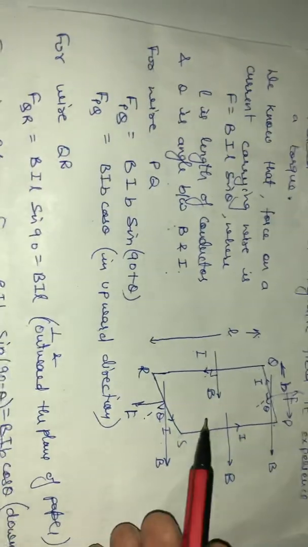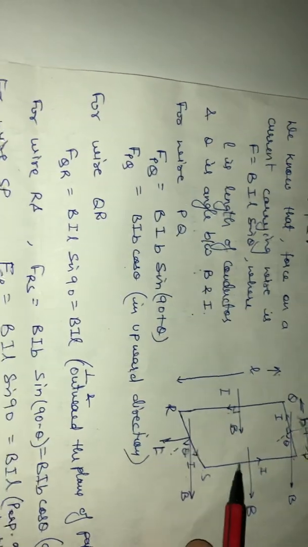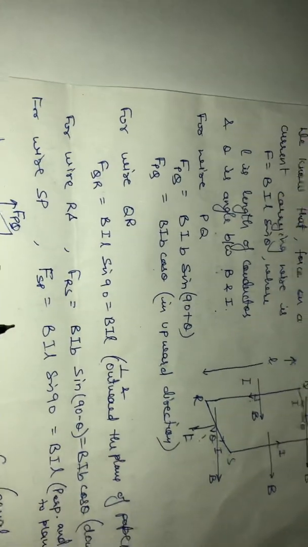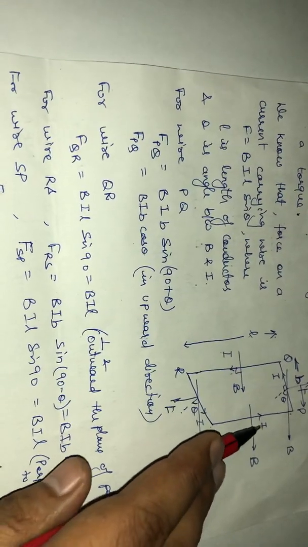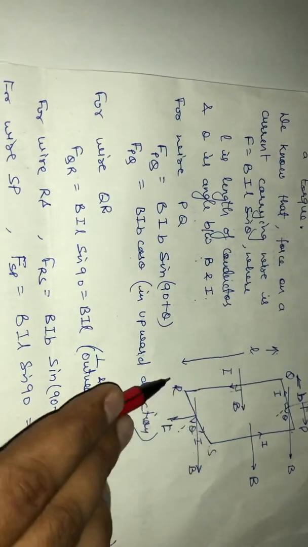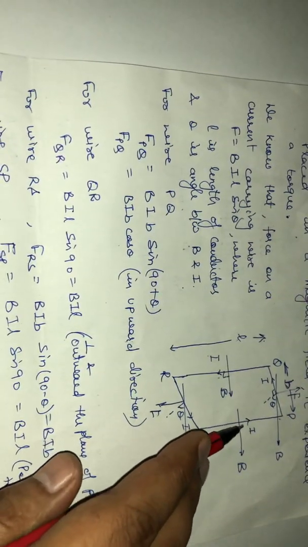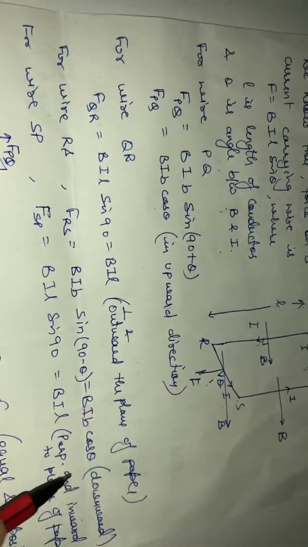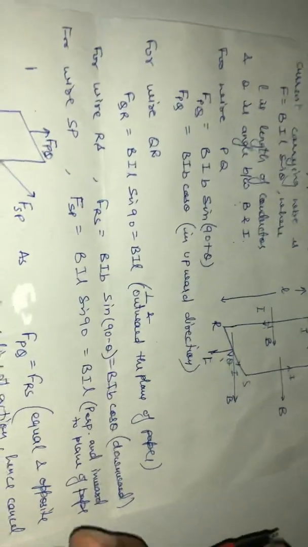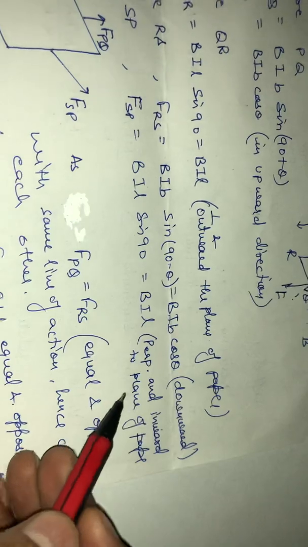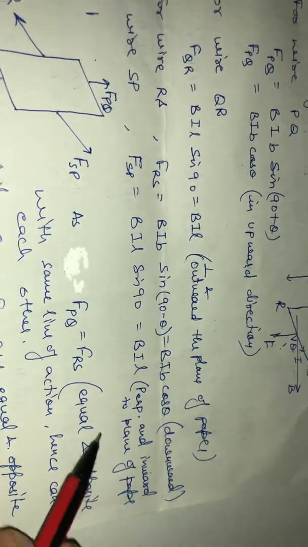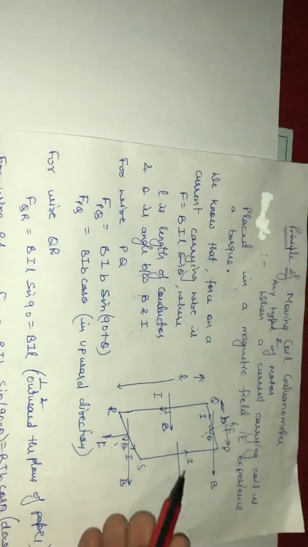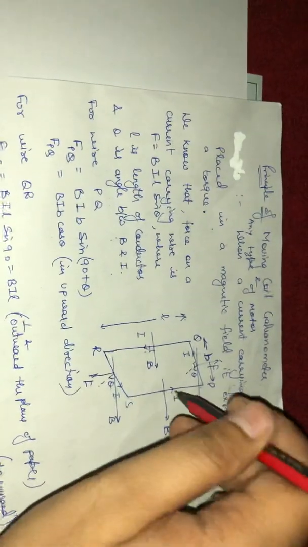If we consider the last wire, that is S to P, then again the angle between current and magnetic field is 90 degrees. Then the force on SP is B, the magnetic field, I the current, and the length of this conductor is L, with angle 90 between I and B, so this is BIL. If we calculate the direction, current is in this direction, we curl our fingers towards the magnetic field, and the thumb is in the downward direction, that is perpendicular to the plane and inward to the paper. The force is in the inward direction.